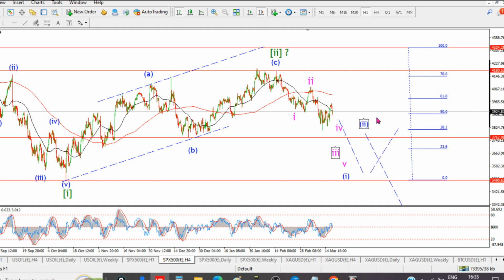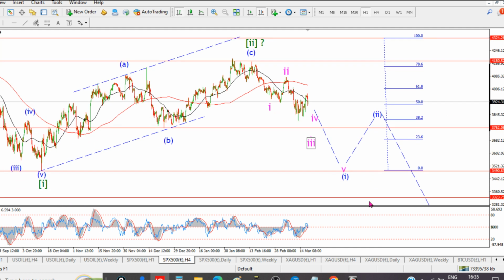So let me just push this count on a bit. Wave 1 of 3 should probably retrace most of what happened in the second wave rally. So wave 2 in green should be mostly retraced by wave 1 of 3. And that's what I've been tracking over the last week or so. I think off wave 2 in green, we've got wave 1 and 2 and another 1 and 2.